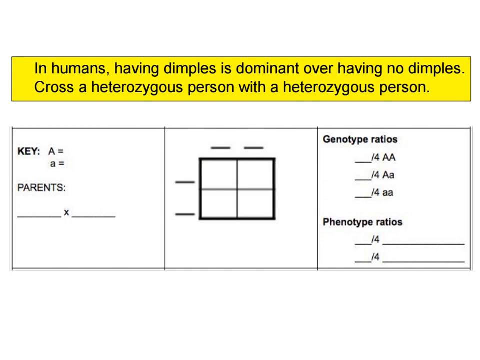Let's try a second problem. In humans, having dimples is dominant over having no dimples. Cross a heterozygous person with a heterozygous person. So the first thing I'm going to do is my key, and it's telling me that dimples is dominant. So big A is dimples, and little a is no dimples. So we're using the same key.